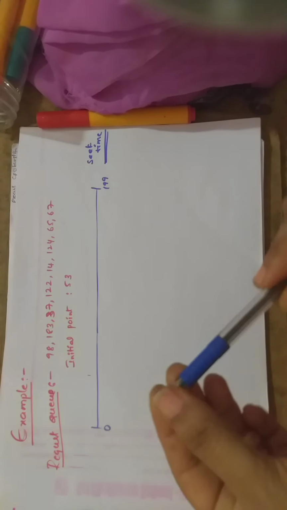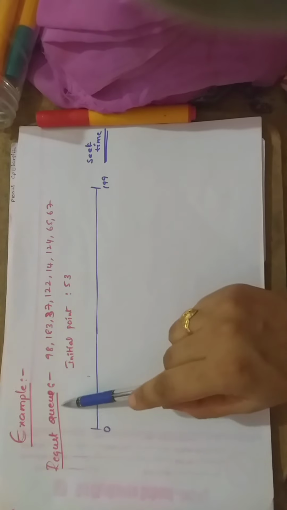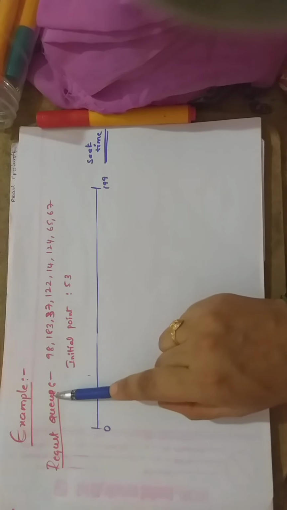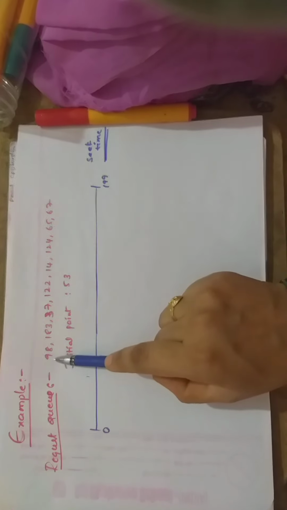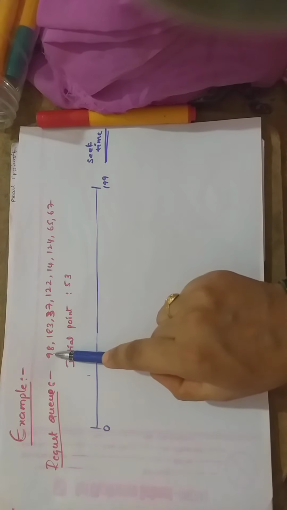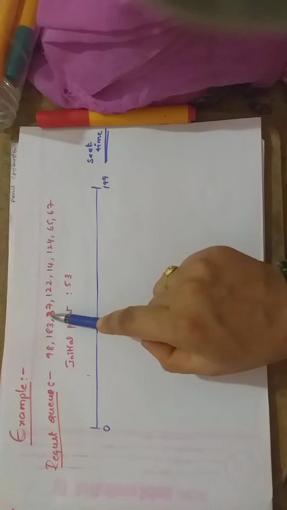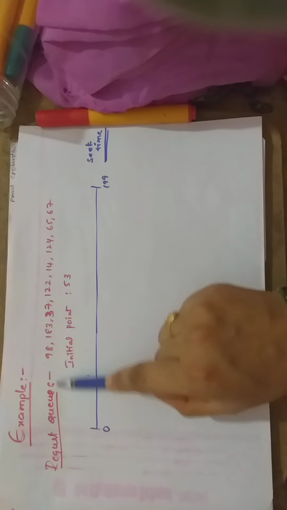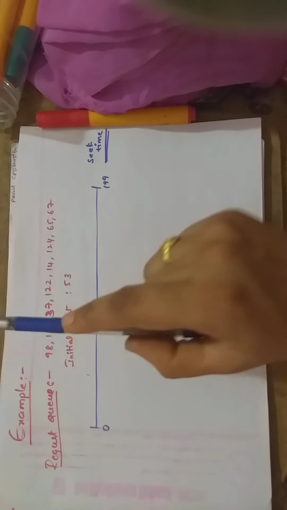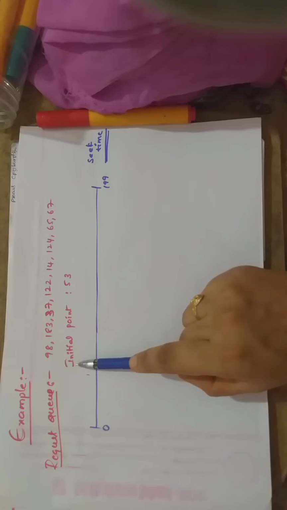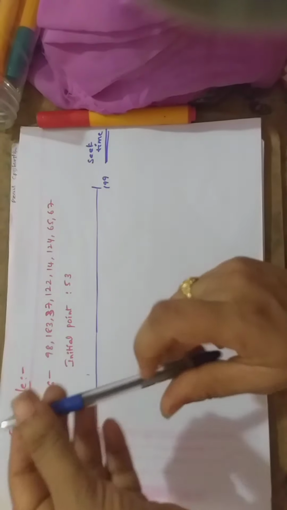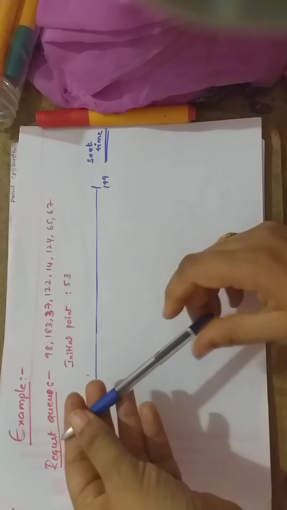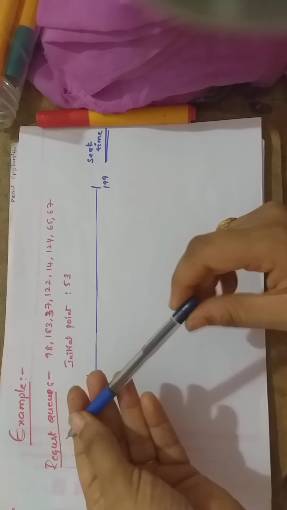In this example, we have the request queue. The request queue means these are the track numbers we want to reach. The track numbers are 98, 183, 37, 122. Now the initial point: the read/write head is initially at point 53. At this place the read/write head is pointing.